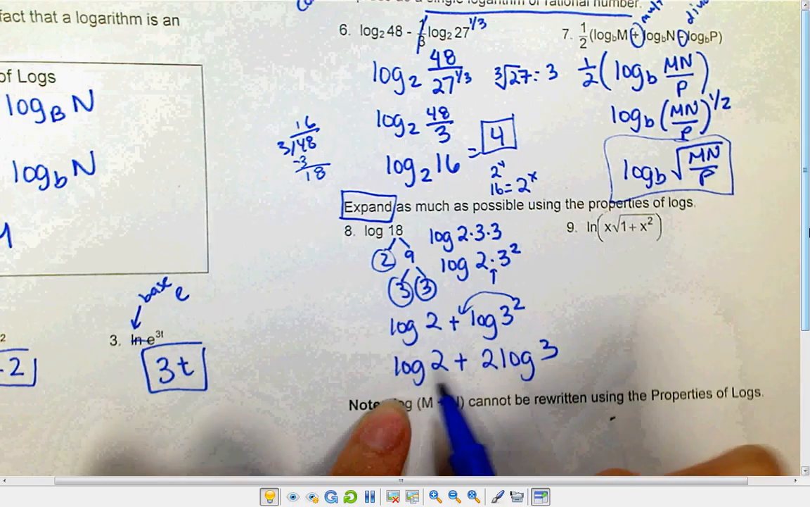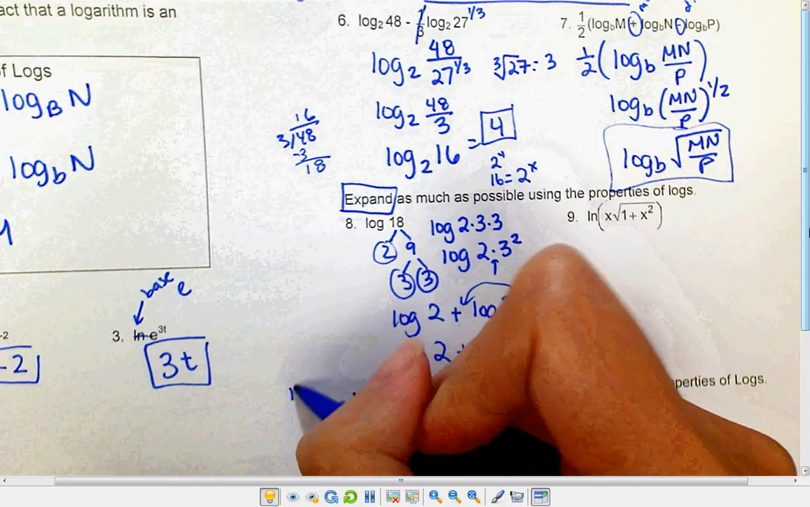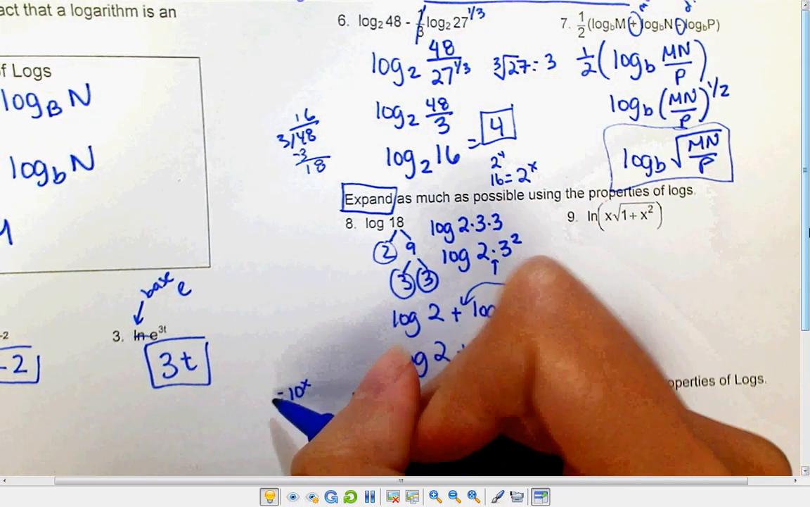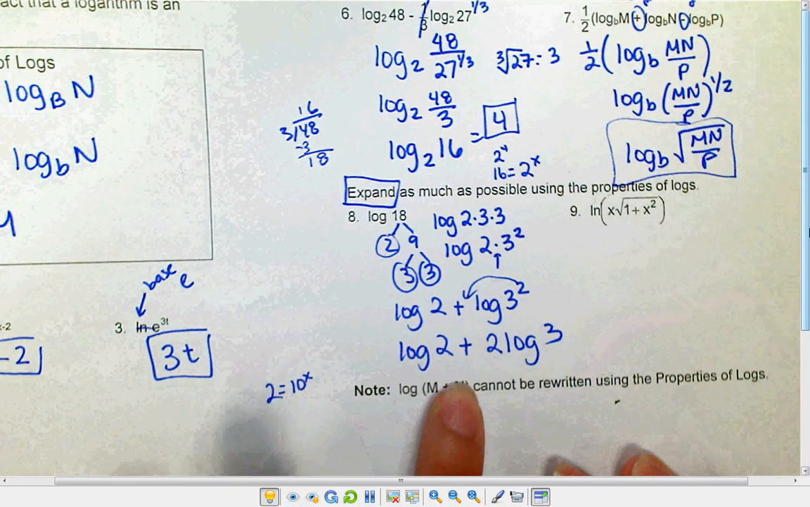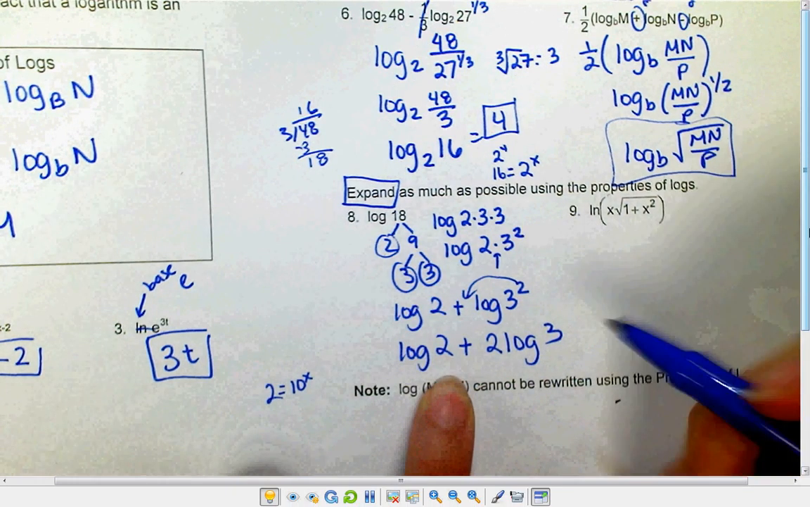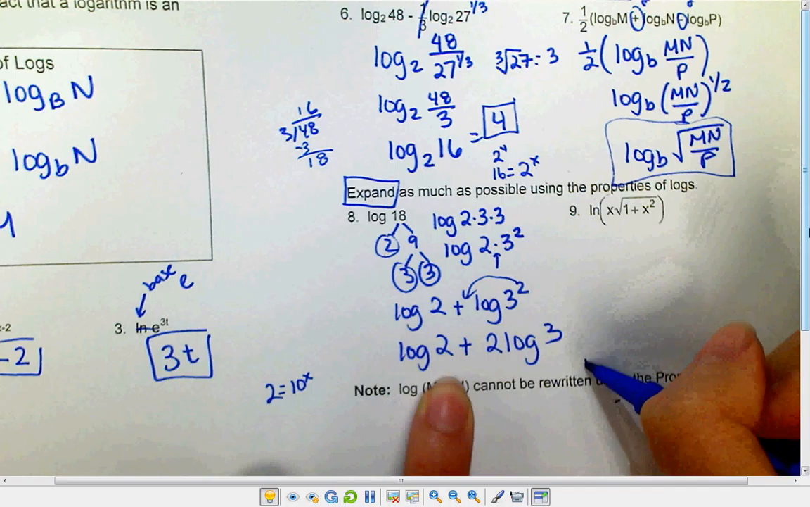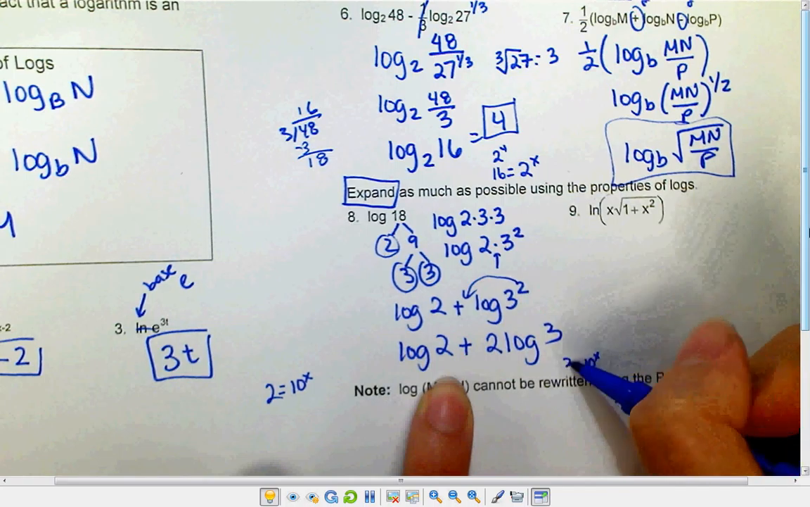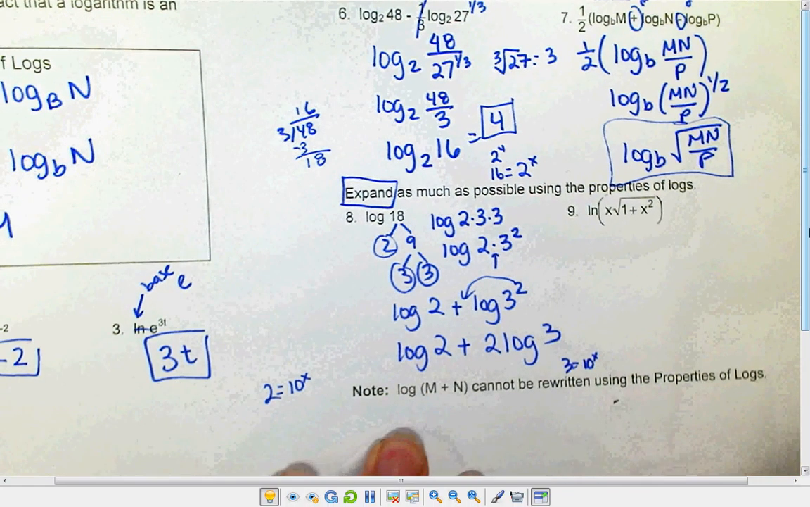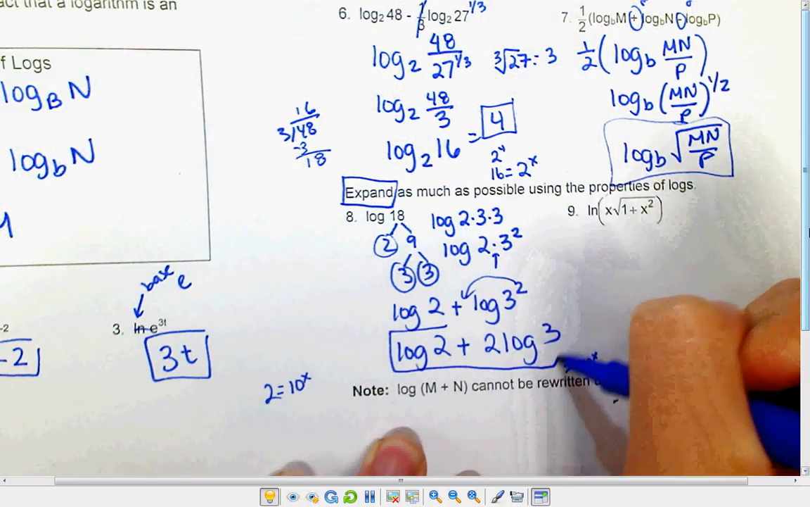And for this one, so I know this is a base of 10, right? So 10 to what power is going to give me 2? And this isn't something I can solve, so I can't simplify that anymore. Same thing over here, 10 to what power gives me 3? I also can't solve that one, right? So this is going to be my final simplified form.